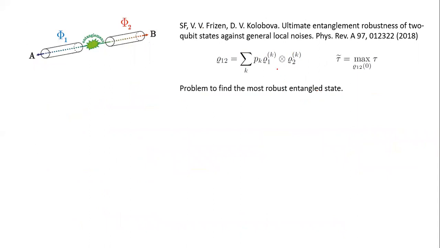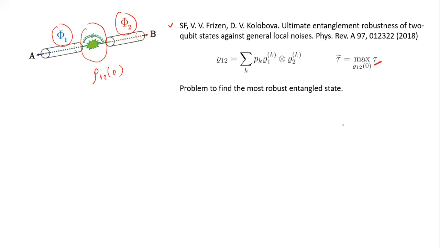And another problem is entanglement distribution through noisy channels. So one of the channels is phi1, the other is phi2, and if they are trace preserving, then the solution in case of qubits has been obtained in this paper. So this paper deals with the search of such an entangled initial state, rho 1,2, that stays entangled the longest time.